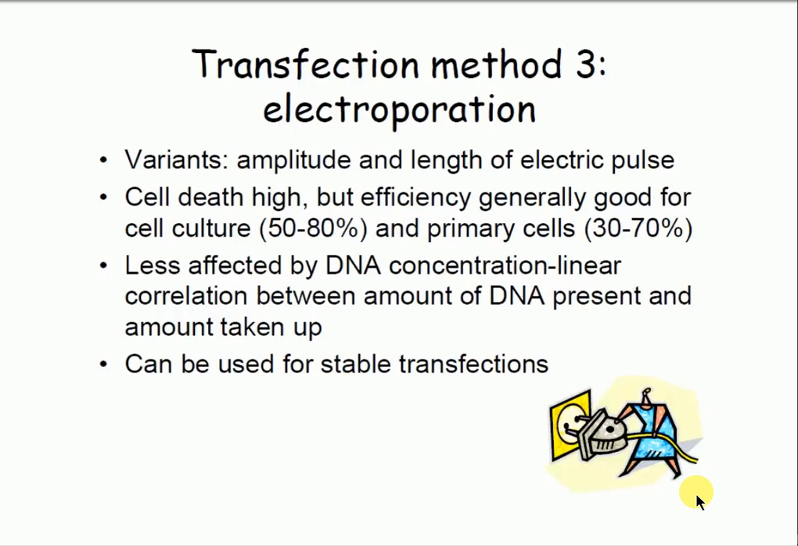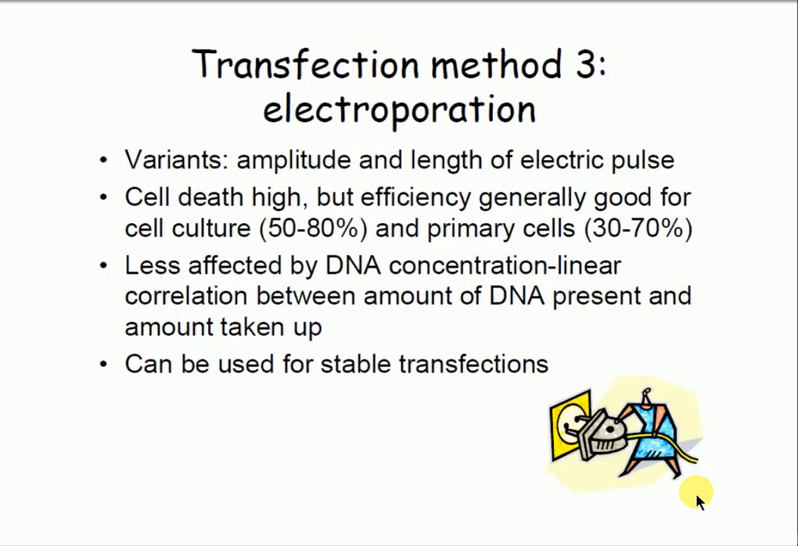So we have variables, which are the amplitude and the length of the electric pulse that we can adjust according to the cells, and the buffer that we have them in. And as you can imagine, it's quite rigid, so a lot of cells will die. But the efficiency is generally good for cell culture. But this can also be applied for primary cells. So, for example, if we try to culture cells from an organism, and where the resource is not limiting or so, then this can be a good alternative.